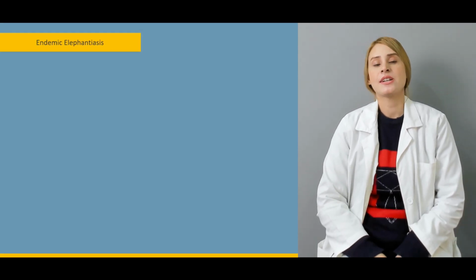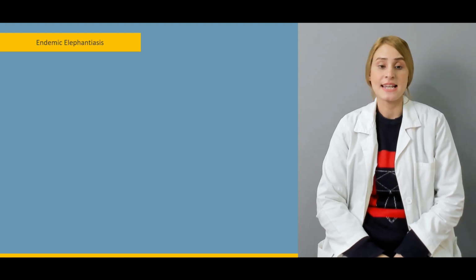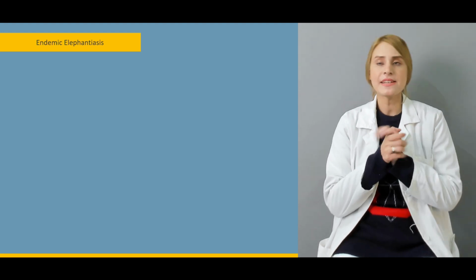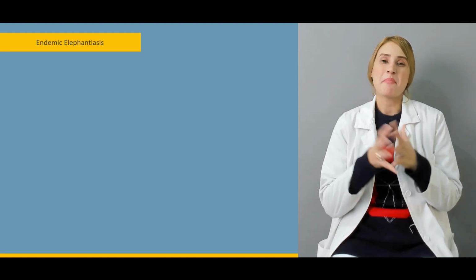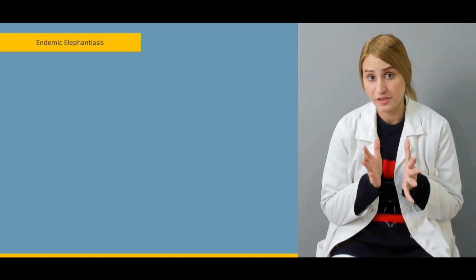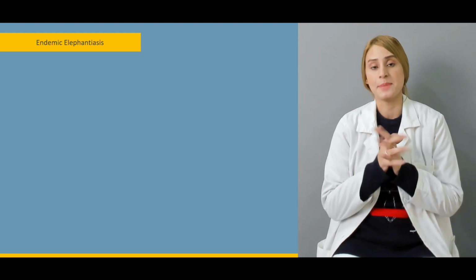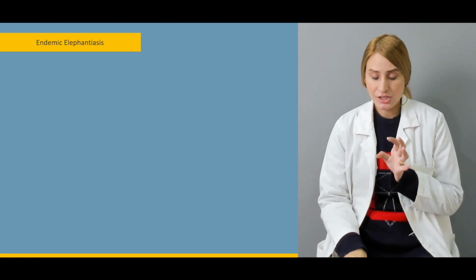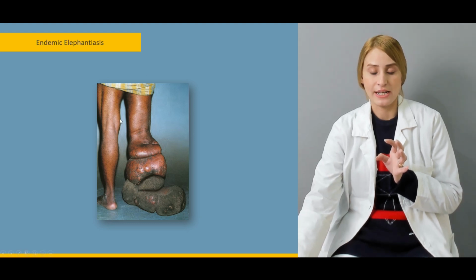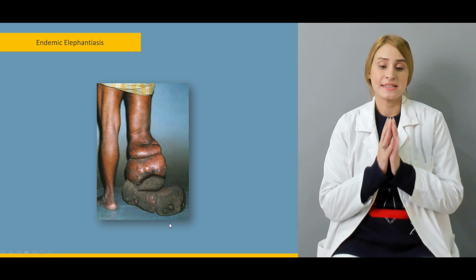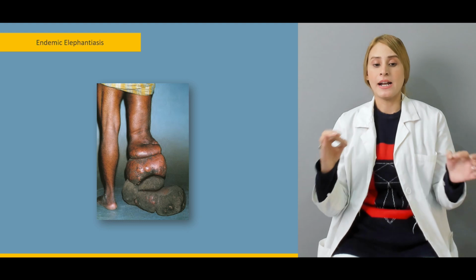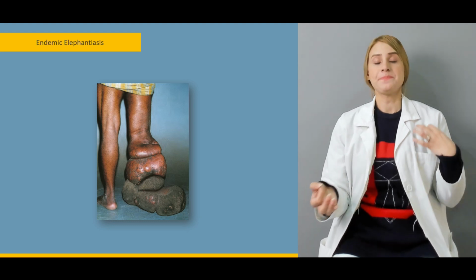There's another condition which is called endemic elephantiasis. Sometimes in filariasis there can be massive distension, or massively swollen limbs. But there's another condition called endemic elephantiasis, and you can see it here. The culprit behind this is silica particles, and it's more common in the African population.